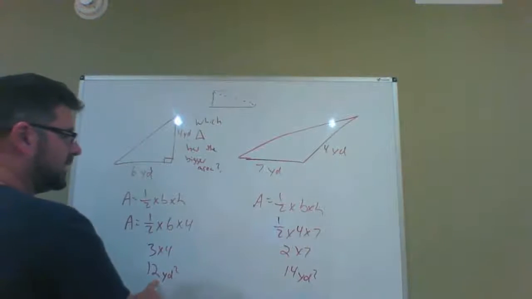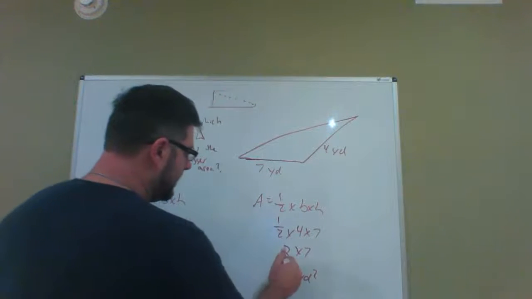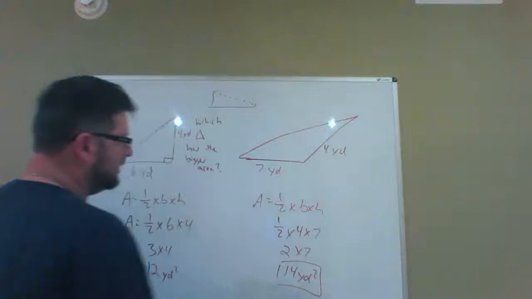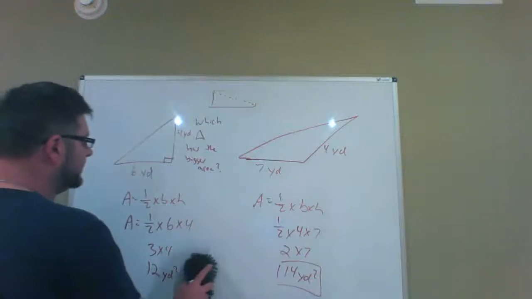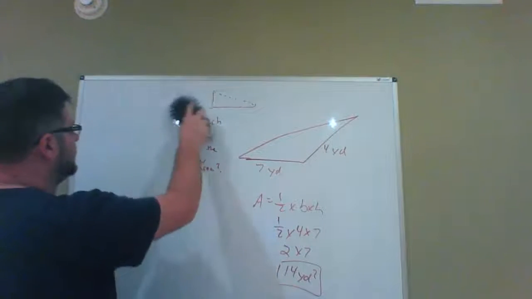This side is 12 yards squared. This one's 14 yards squared. Because 14 is bigger than 12, then this triangle has a larger area. And we didn't just do it by going, oh, it looks bigger. You actually mathematically figure it out.